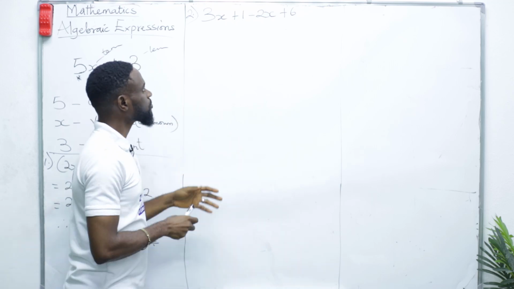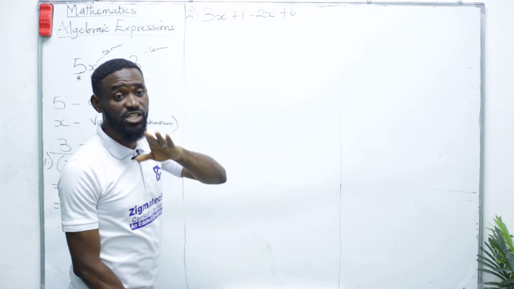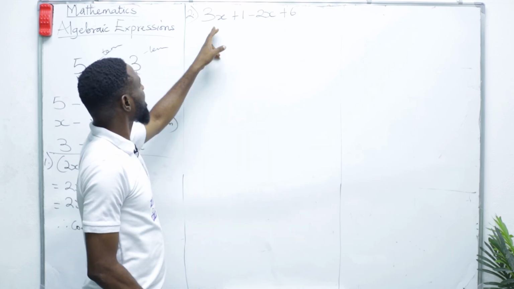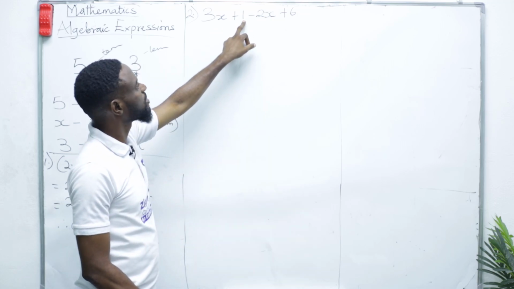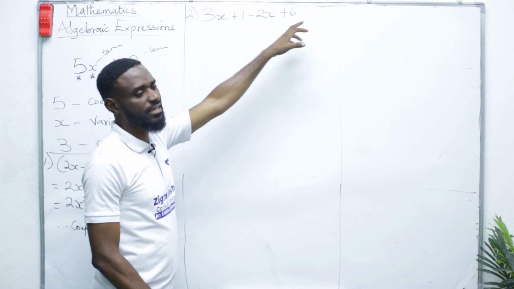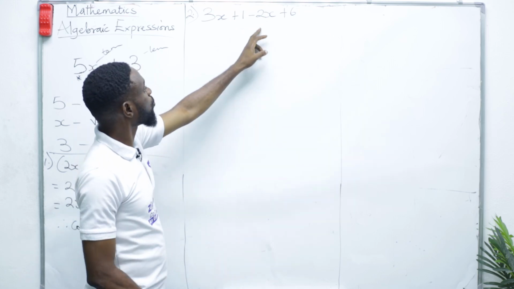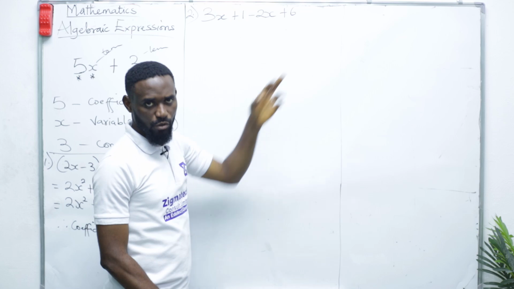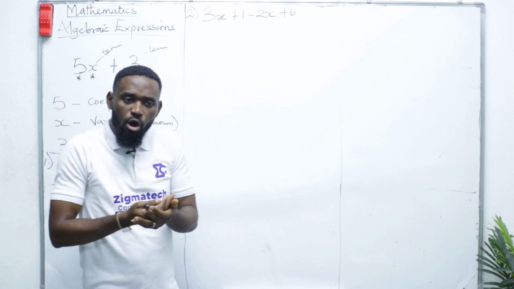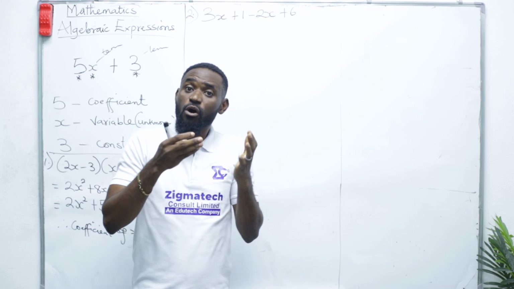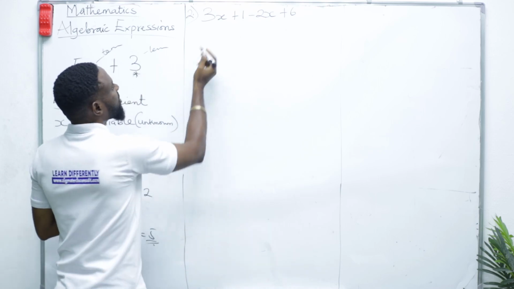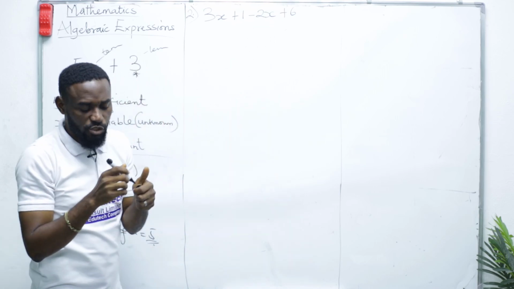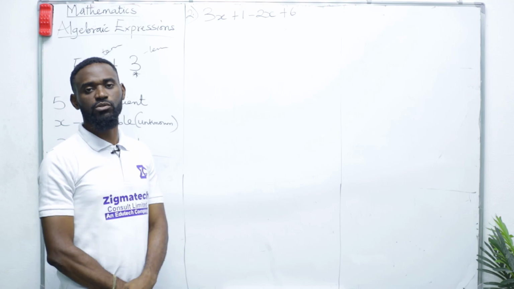Find the sum of the coefficient of x in the expression 3x plus 1 minus 2x plus 6. So they're asking us to find the sum of the coefficients of x. Here, the coefficient of x here and the coefficient of x here, they want us to find their sum. That's what they want us to do.